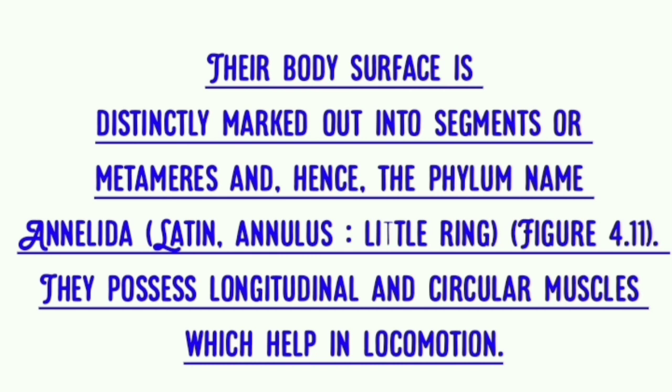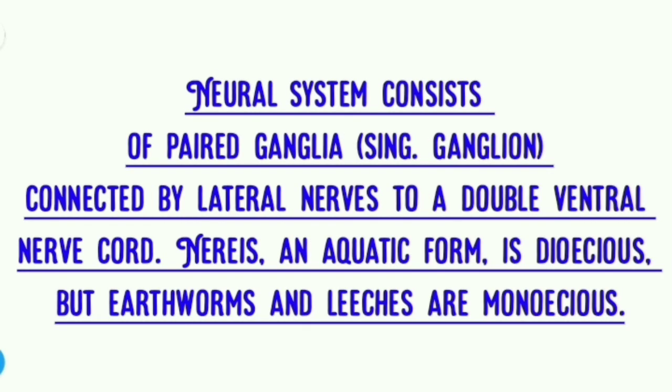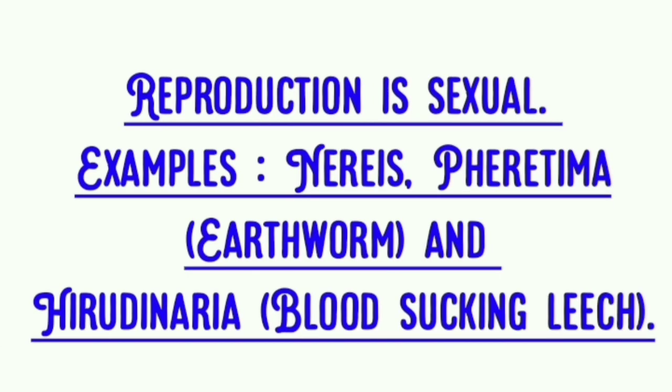They possess longitudinal and circular muscles which help in locomotion. Aquatic annelids like Nereis possess lateral appendages, parapodia, which help in swimming. A closed circulatory system is present. Nephridia, singular nephridium, help in osmoregulation and excretion. Neural system consists of paired ganglia, singular ganglion, connected by lateral nerves to a double ventral nerve cord. Nereis, an aquatic form, is dioecious, but earthworms and leeches are monoecious. Reproduction is sexual. Examples: Nereis, Pheretima, earthworm, and Hirudinaria, blood-sucking leech.